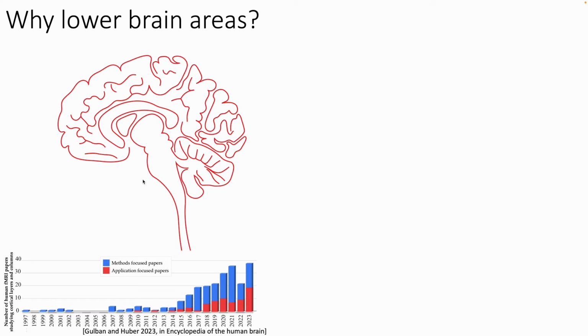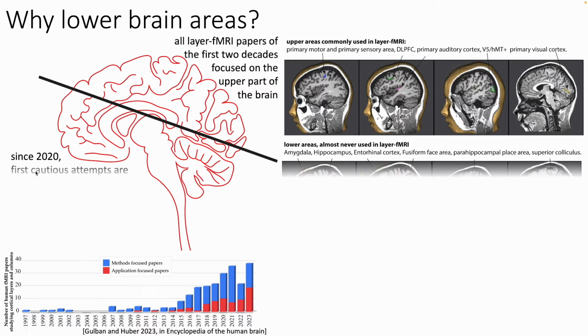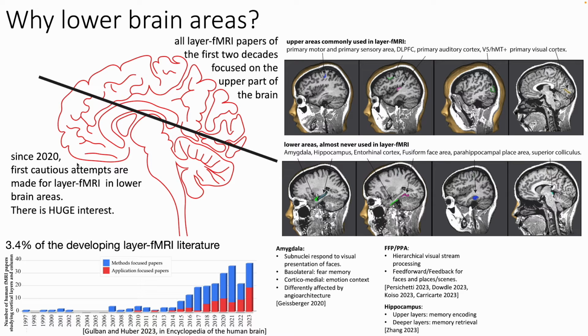As an introduction, I care about the field of layer-dependent fMRI, which is an emerging field with an increasing number of papers going across more and more brain areas, with about 96% of all layer-fMRI papers looking at the top half of the brain. There's almost no literature in the bottom half of the brain, despite the fact that there are many relevant layer questions to be asked down there.